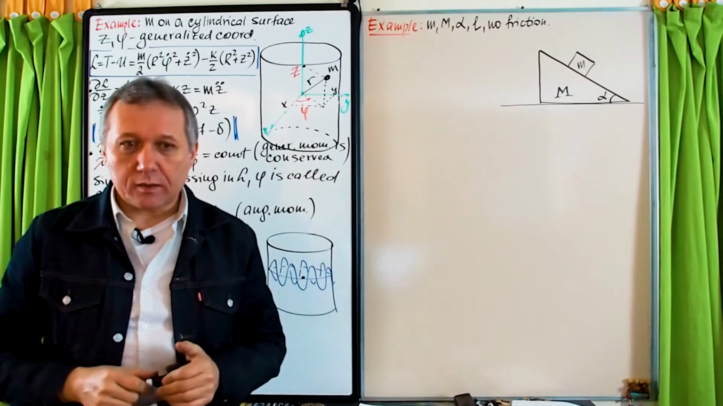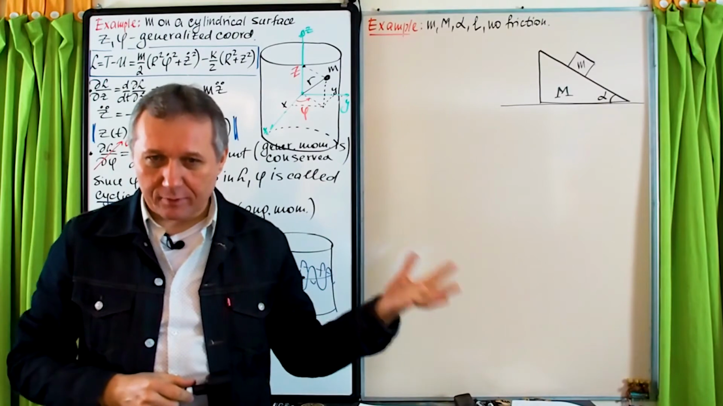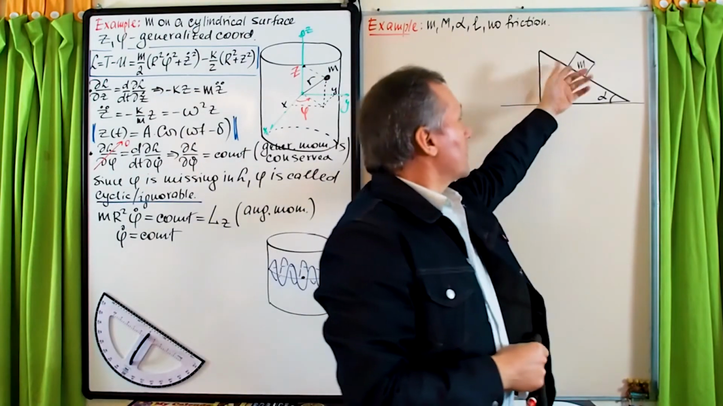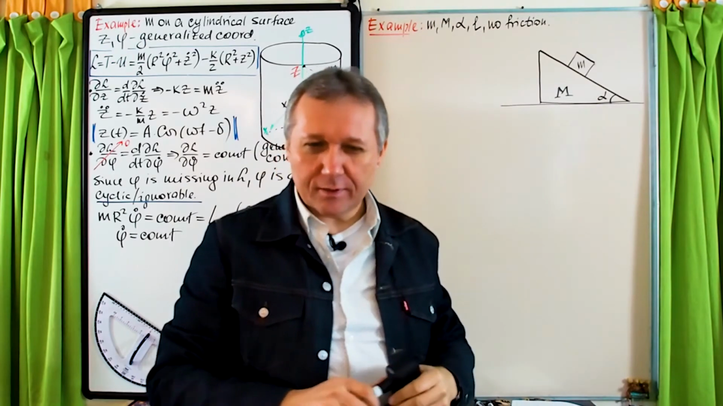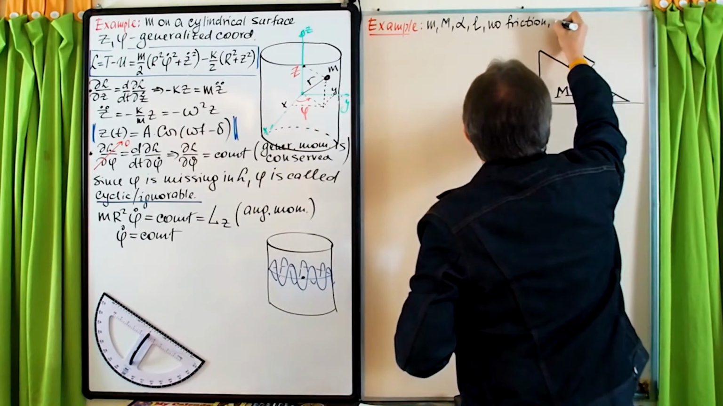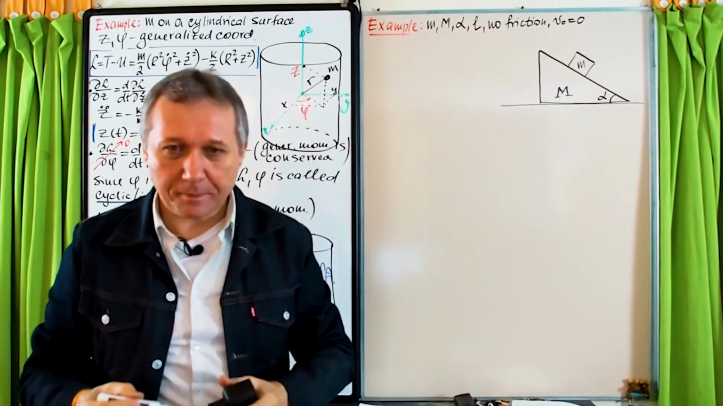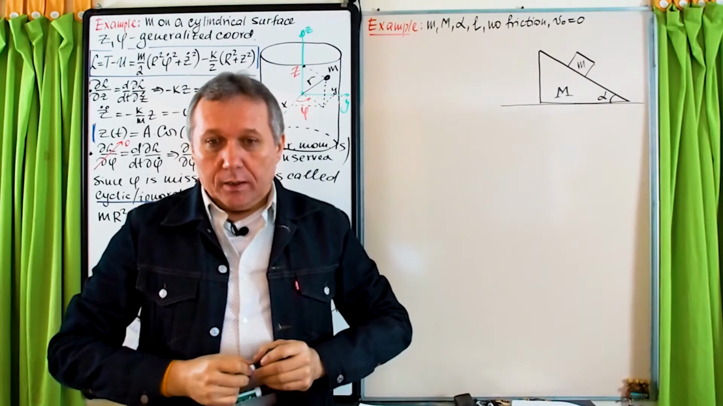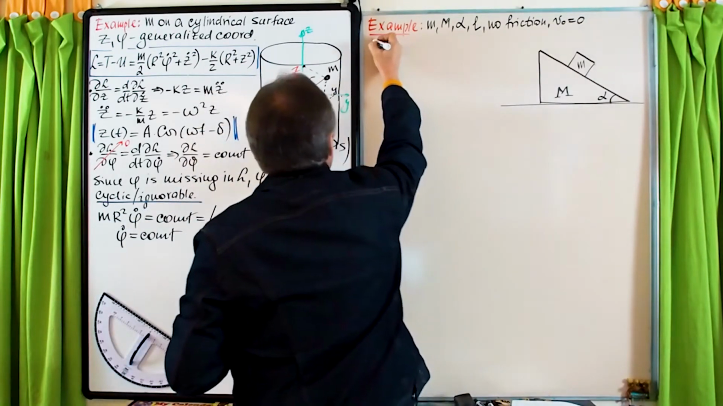So the problem asks, find the travel time of this box from the top. Another condition: it was released, so I can write V sub 0 equals 0. The initial condition is given. And so we need to find the travel time. Let me write it.